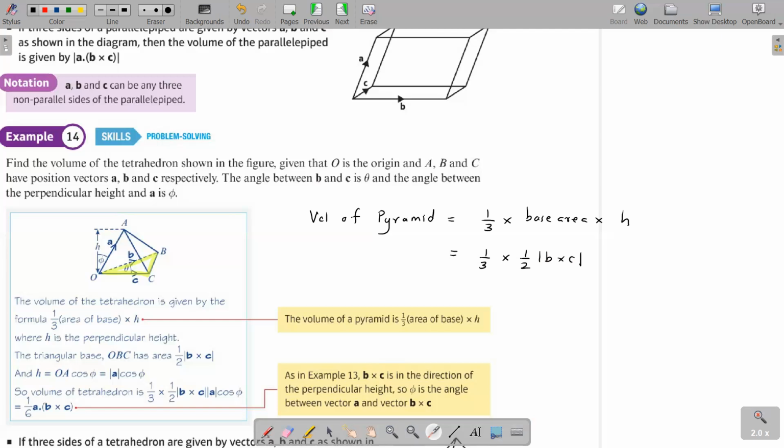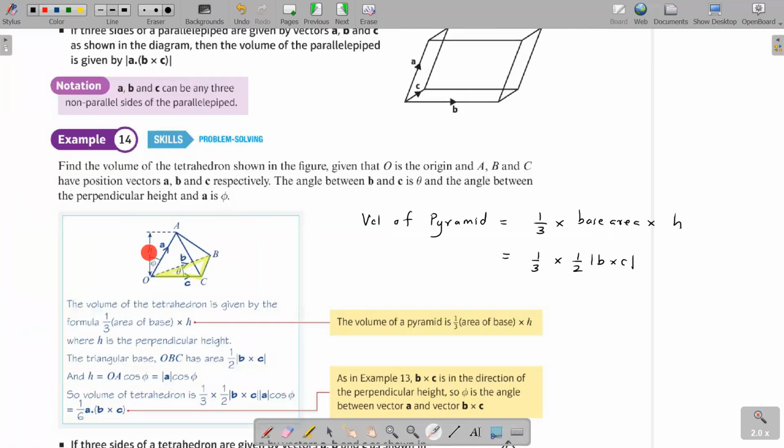Then the perpendicular height. For the perpendicular height, the technique we use is quite similar to the technique we used for the parallelepiped. You remember we want the perpendicular height, so we resolved the OA. So this height is modulus OA cos phi, the OA distance, because I want this distance, and the distance is resolved to get the height. Do you agree with me? So the height is modulus A cos phi.